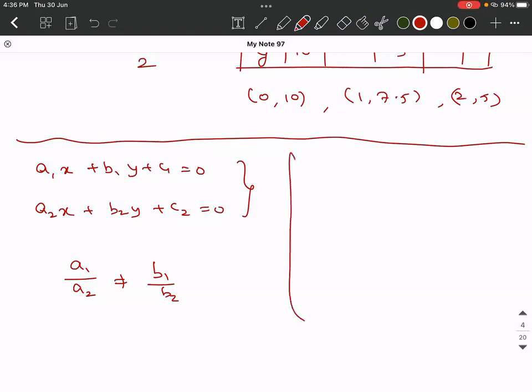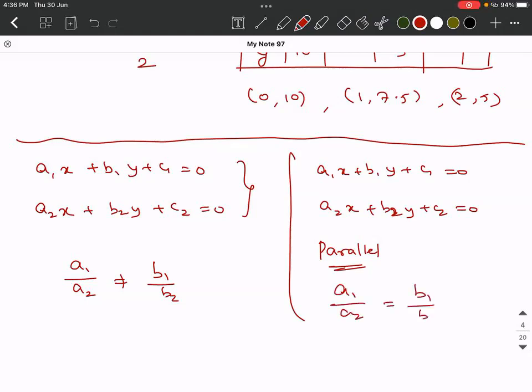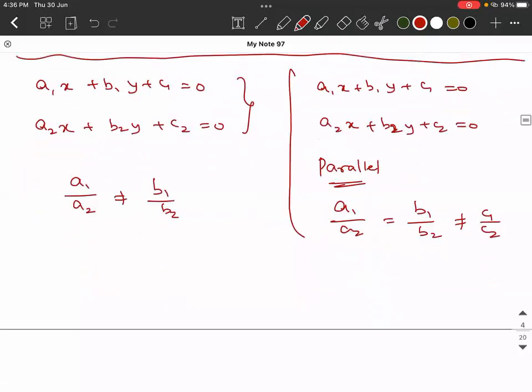Next is, you have a1x plus b1y plus c1 is equal to 0, and a2x plus b2y plus c2 is equal to 0. Then for them to be parallel, what should happen? a1 by a2 equals b1 by b2, but should not be equal to c1 by c2. Okay, then they are said to be parallel lines. So parallel lines have no solution.